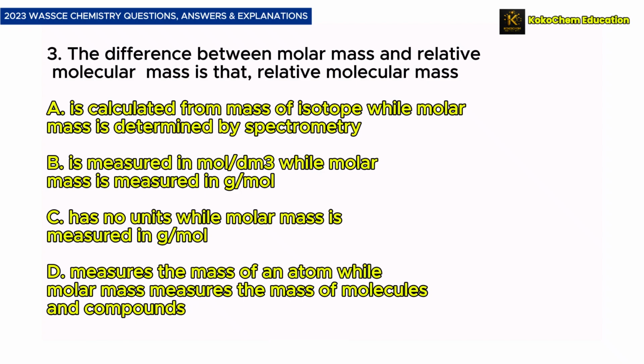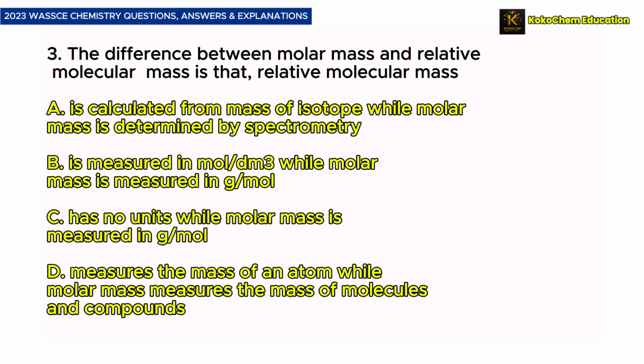Question 3. The difference between molar mass and relative molecular mass is that: A, relative molecular mass is calculated from the mass of an isotope, while molar mass is determined by spectrometry. B, relative molecular mass is measured in mole per dm cubed, while molar mass is measured in grams per mole.